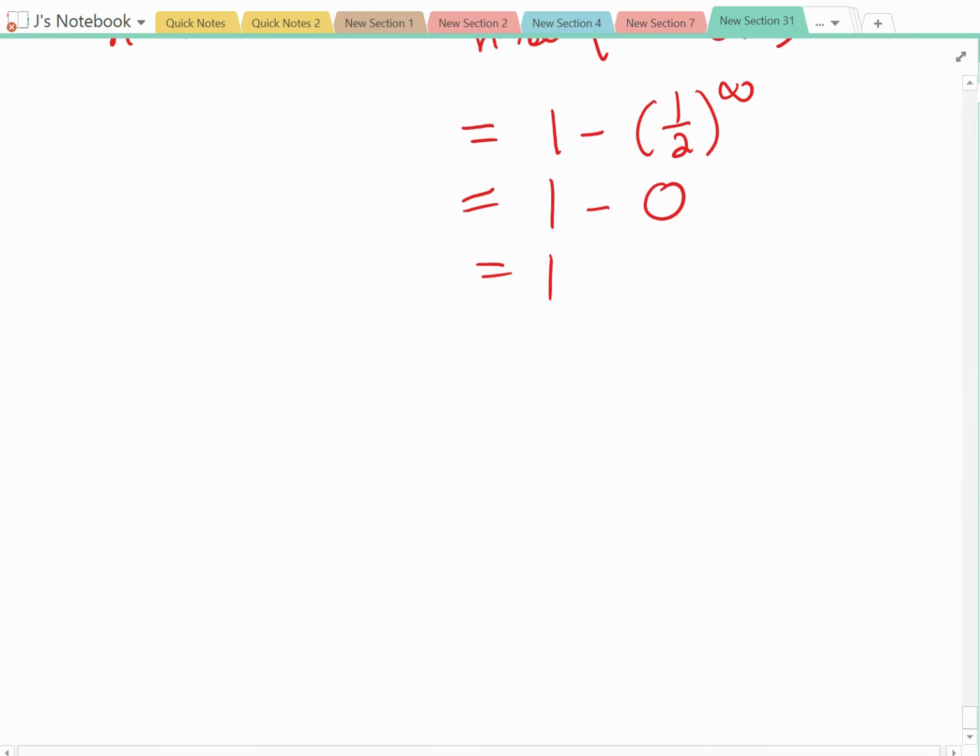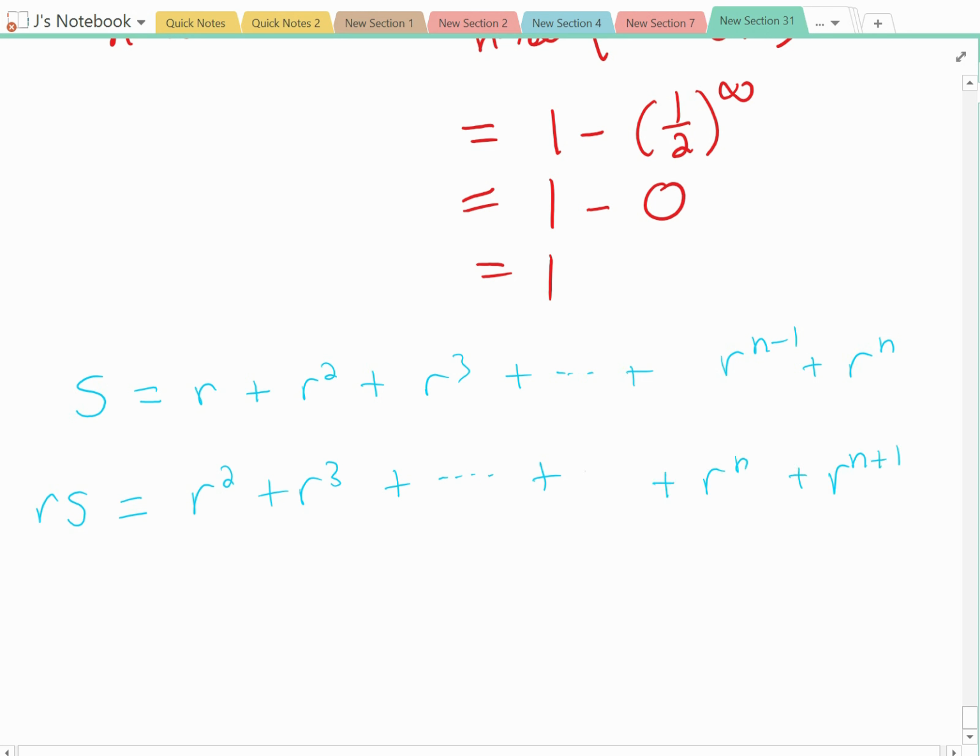I won't do the proof quickly, but we'd say the sum is equal to r to the 1 plus r squared plus r cubed plus dot dot dot plus the last term, which is r to the n. The second to last term is r to the n minus 1. And then we would multiply the sum by r. We'd get r squared plus r cubed plus dot dot dot plus the last term would be r to the n plus 1. The second last term would be r to the n, and the third last term would be r to the n minus 1.